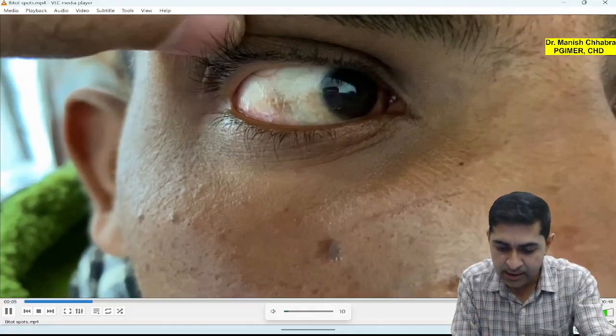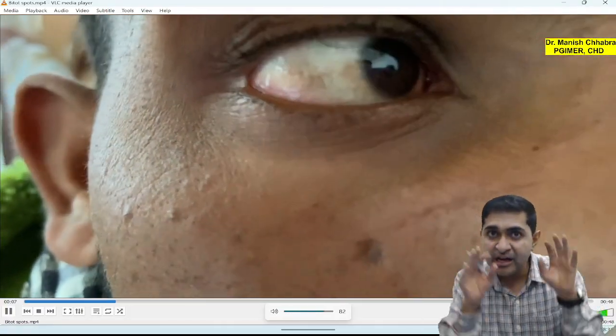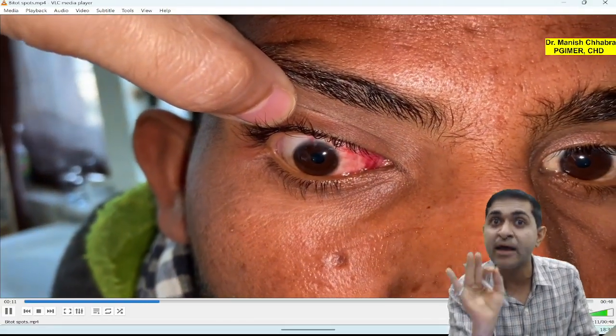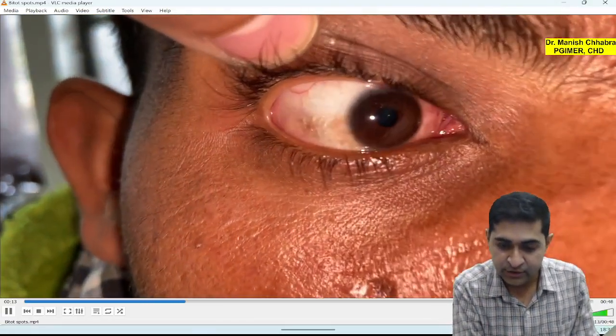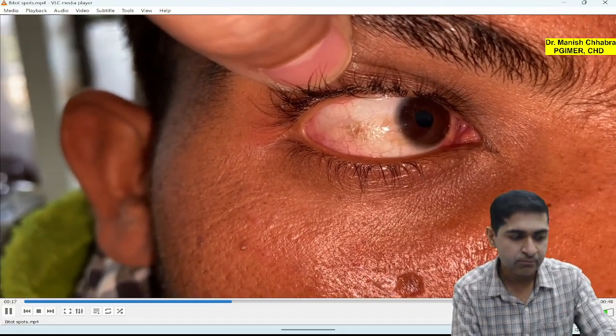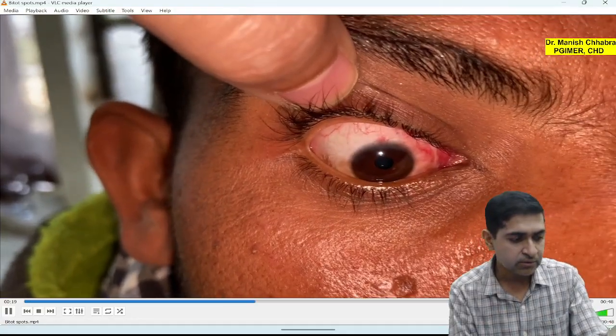Okay, where will they be? Bilateral, present on the temporal side. Mind you, vitamin A deficiency, X1B. Can you appreciate? Okay, this is the right eye of the patient. Look straight.